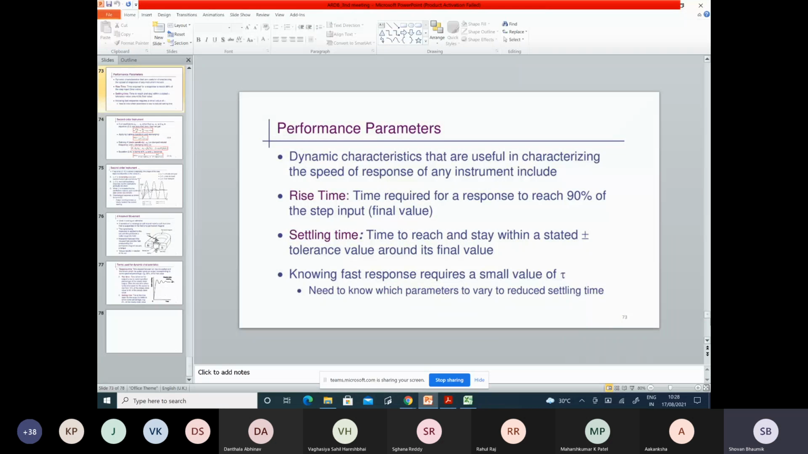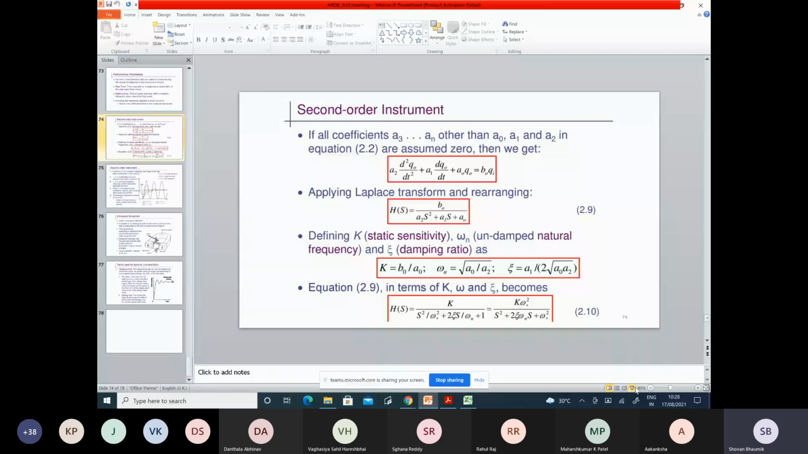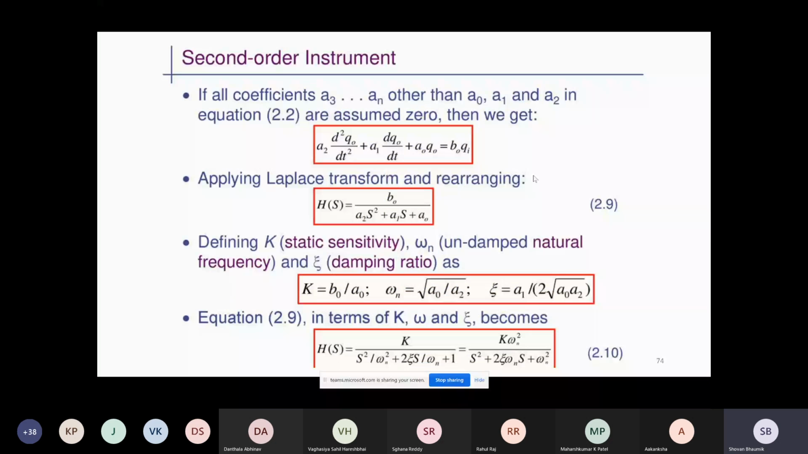Now let's come to a second order instrument. This is also very important, and many instruments we interact with in real life are of second order. If n is 2, n means the order of the differential equation or the power of the denominator. Then there will be three coefficients a2, a1 and a0, and one coefficient b0, whereas there is no b1 or b2. So only b0 exists, and all the coefficients are constant, not changing with time.